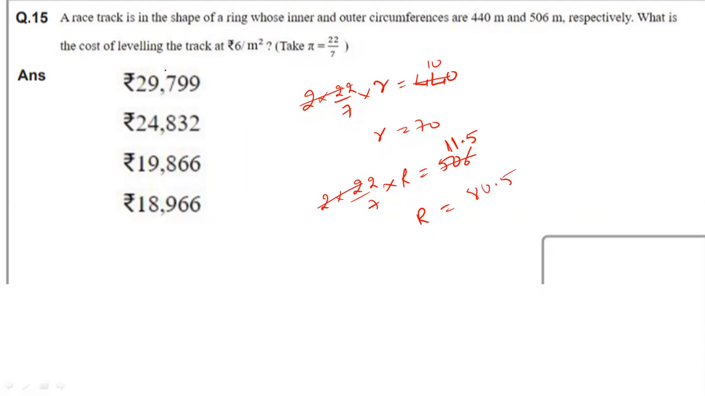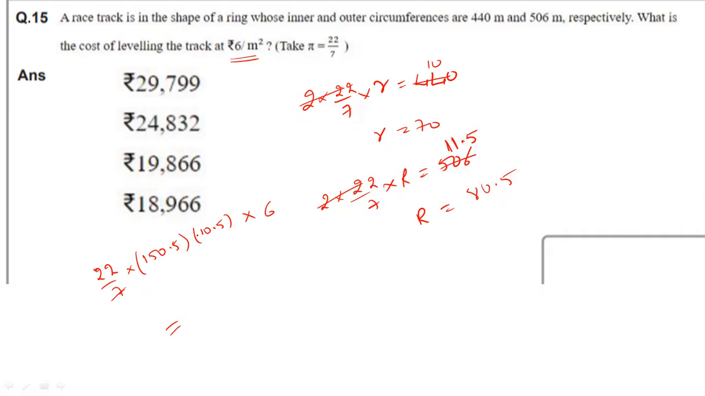So he's asking now the cost of leveling the track. Leveling the track depends on the area. Area of the track is equal to pi r square of the outer area minus pi r square of the inner area. So pi into R square minus r square, we will get 80.5 whole square minus 70 square. This is a square minus b square. I'll write a plus b, which is 150.5, into a minus b, which is 10.5, into how much per square meter? 6 rupees. So he's asking what is this value?